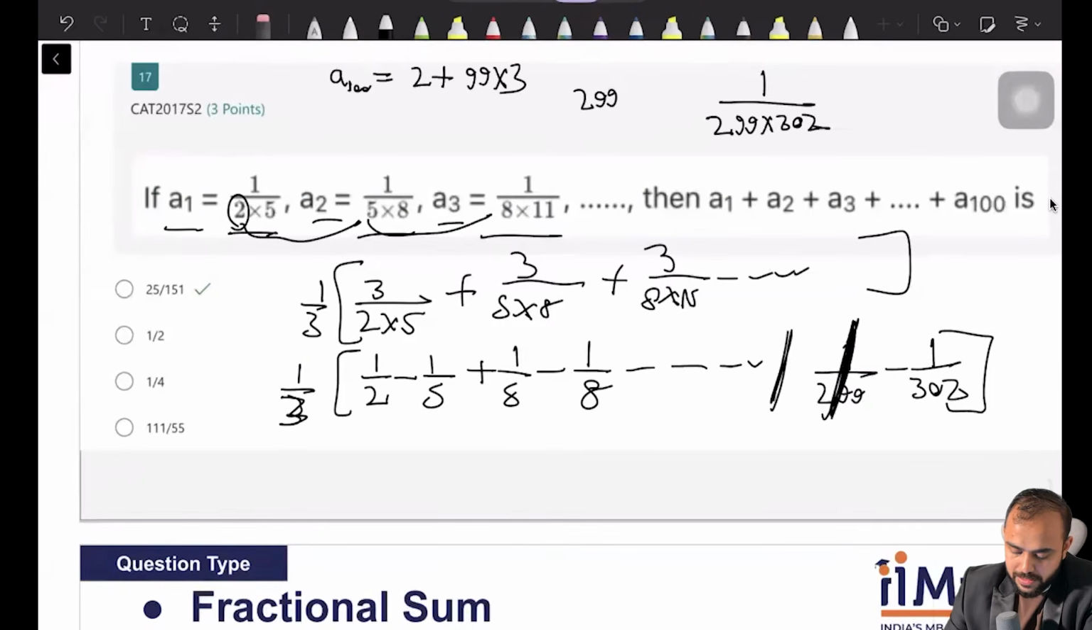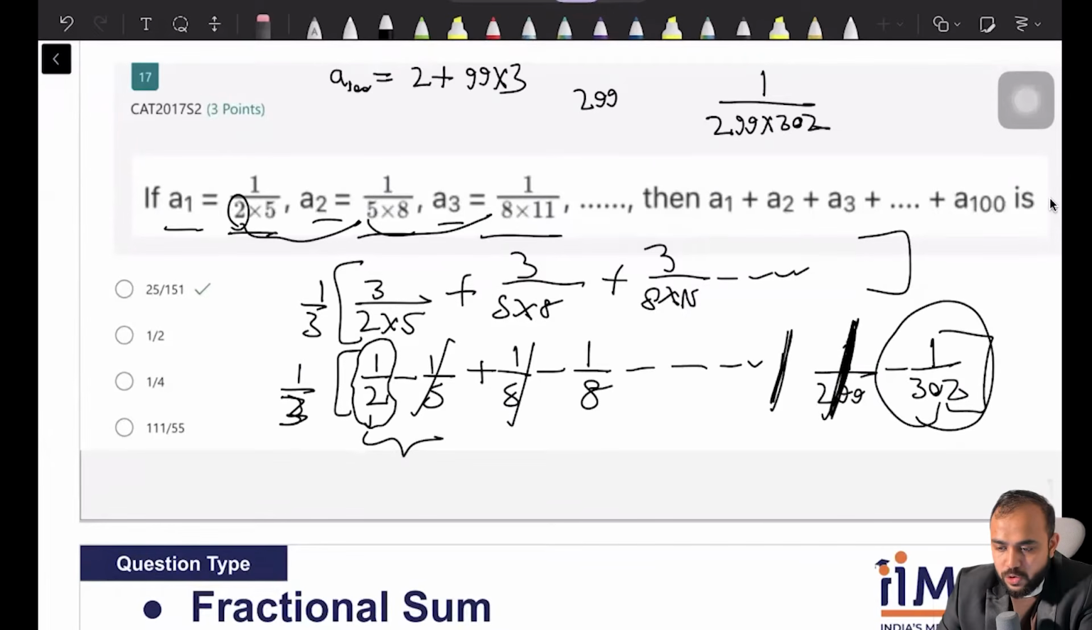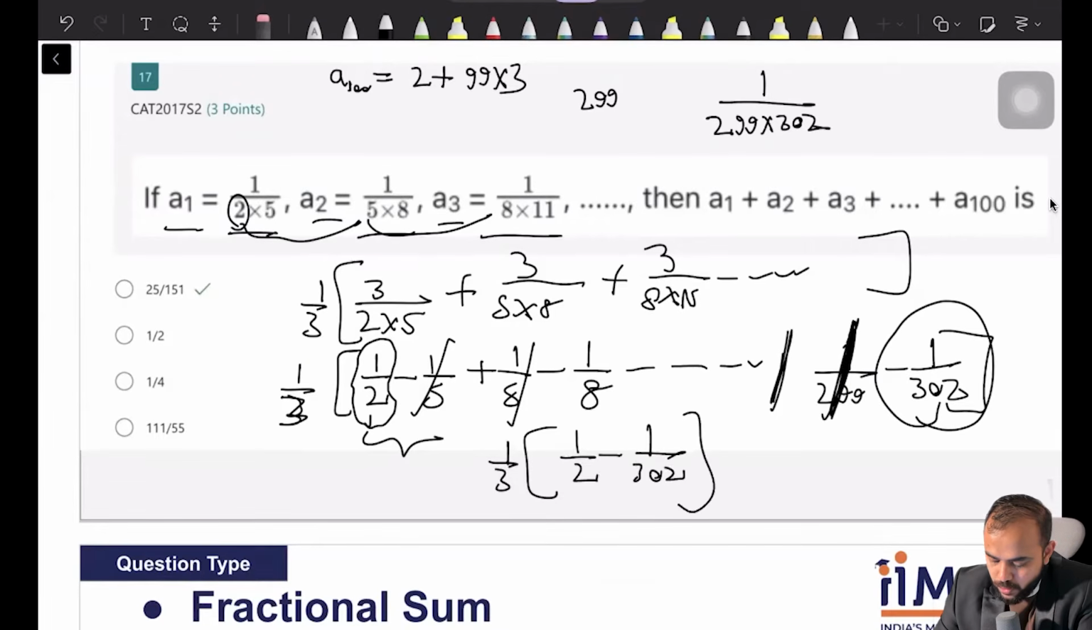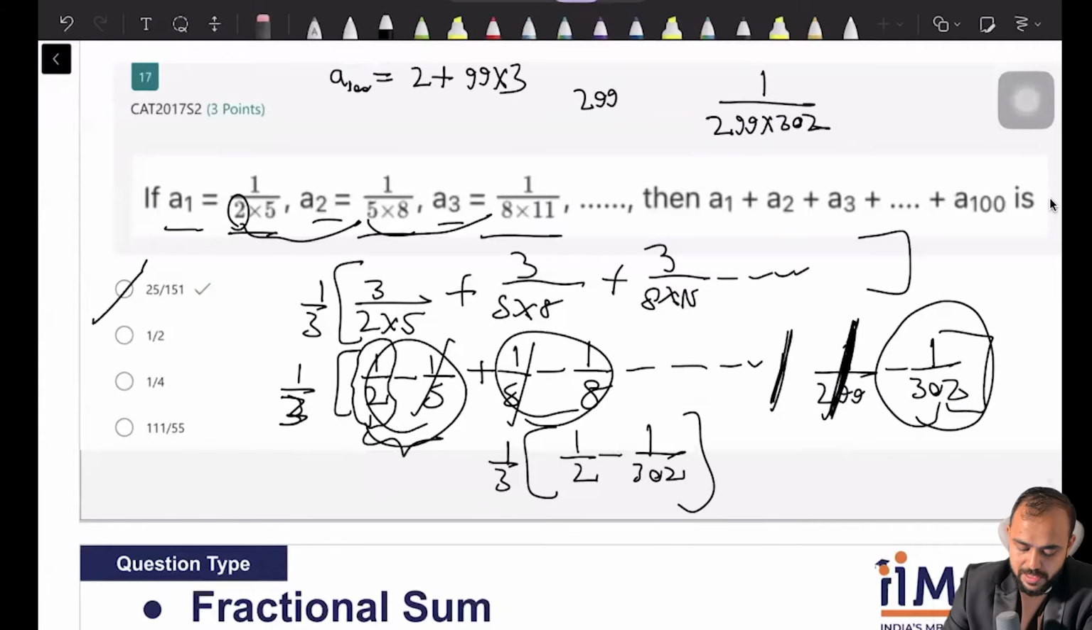This 299 will get cancelled. Now one of the key ways to ensure that you don't cancel out the wrong term: the positive first term is remaining here, which means that the last term will be remaining on the end. So your answer will be 1 by 3 into 1 by 2 minus 1 by 302, which is going to be 151 minus 1, that is 150. 150 by 3, that is 50 divided by 302, or 25 by 151. Or you should actually write this step by step also, and you will realize what has to be cancelled.